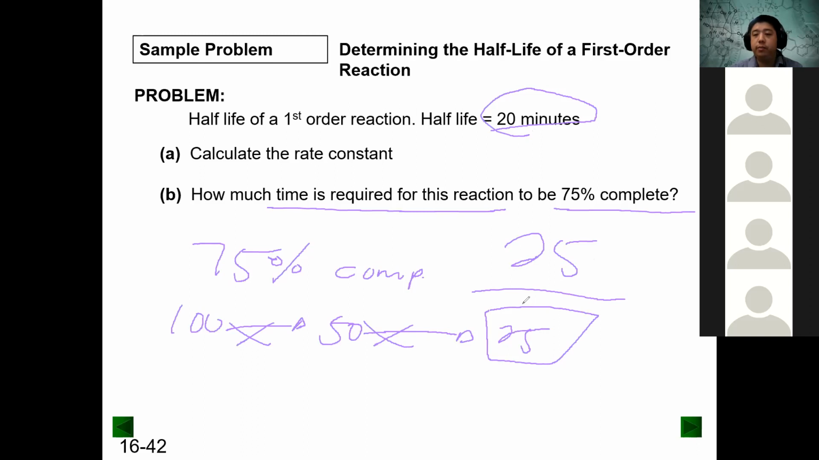Two half-lives. First half-life here, second half-life there. So our total is going to be 40 minutes. Any questions up to this part?